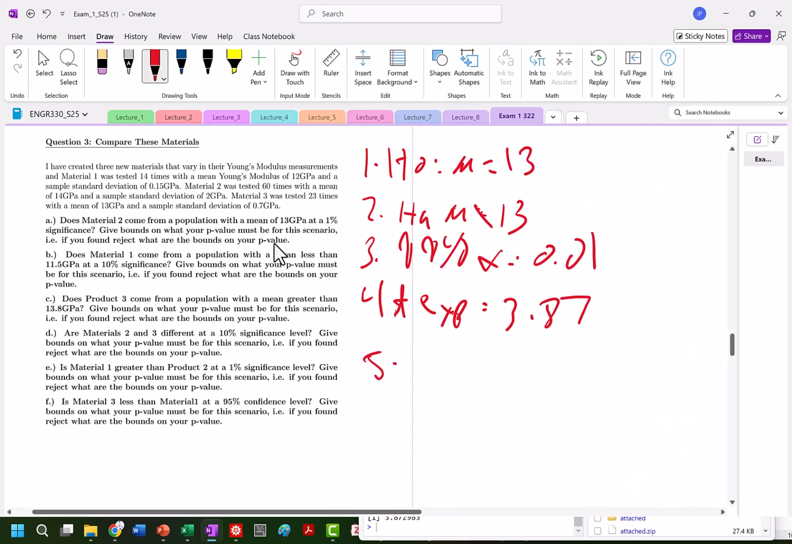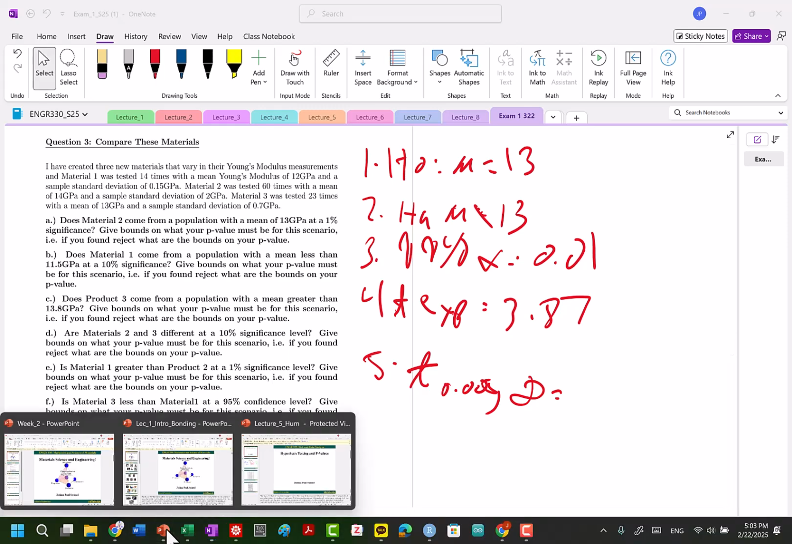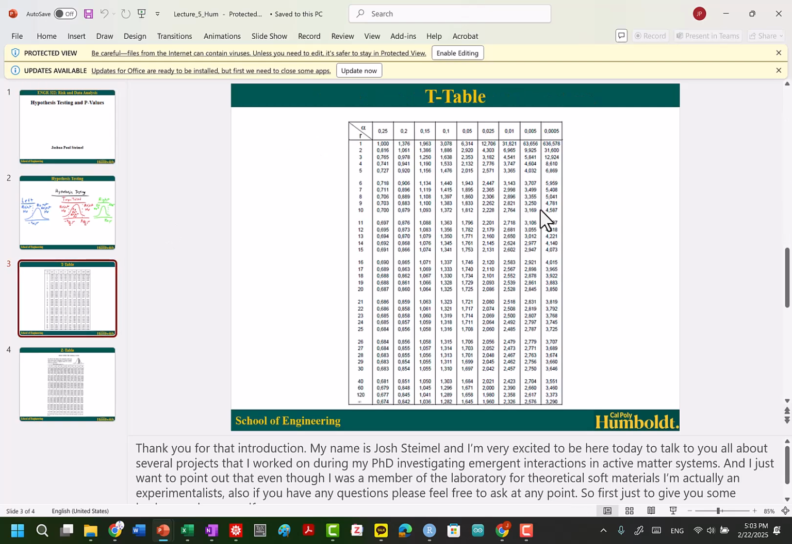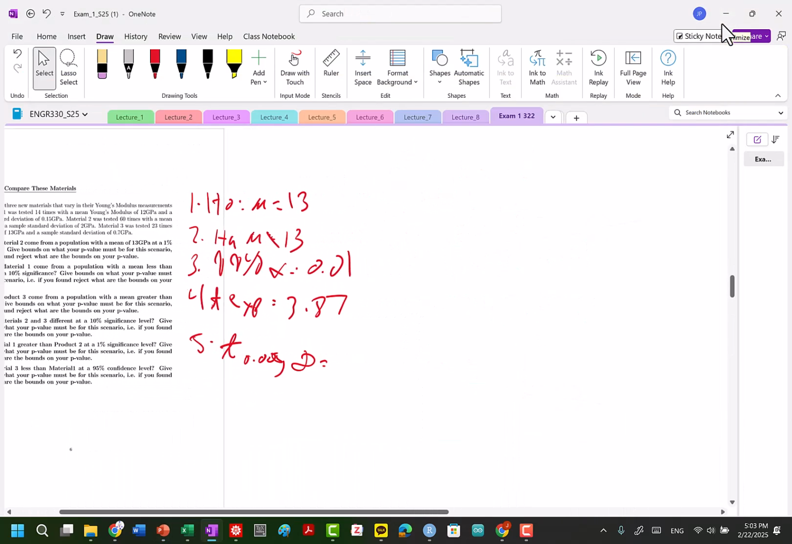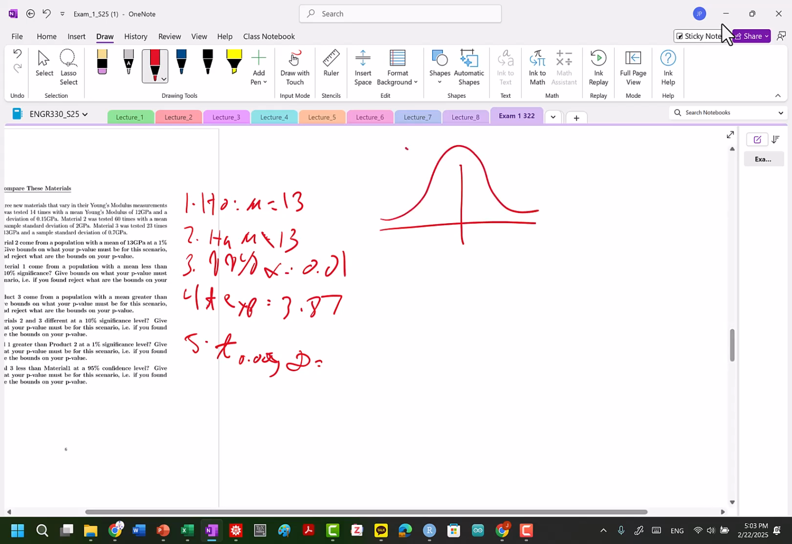And now we have to find our T critical. It's alpha over 2, so 0.005. And our nu, in this problem, material 2 is tested 60 times, so it's infinity. Looking at the table, 0.005 with infinity gives 2.576. If we look at our little diagram, minus 2.576 and 2.576, we are definitely in the reject region. So our p-value is going to be less than alpha over 2.